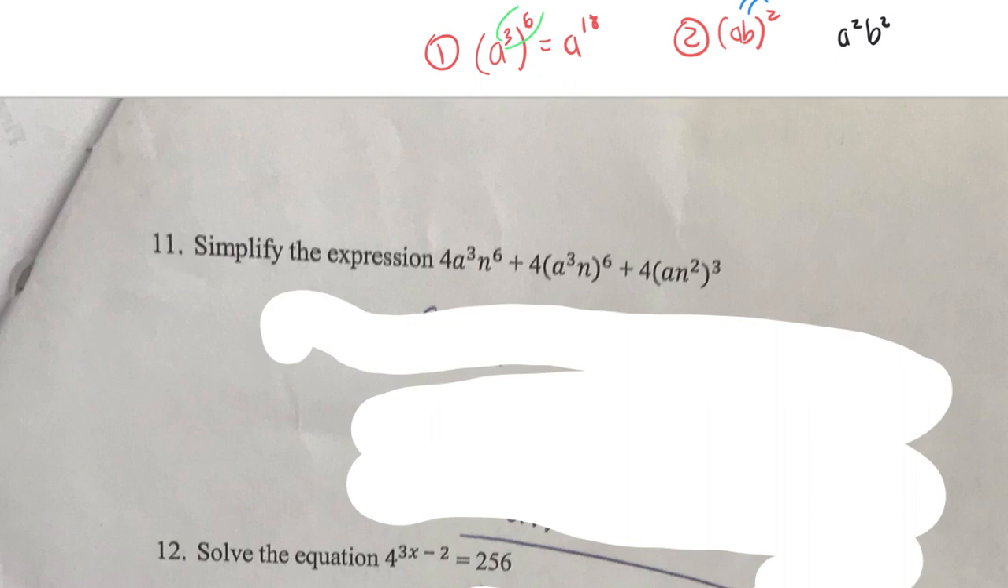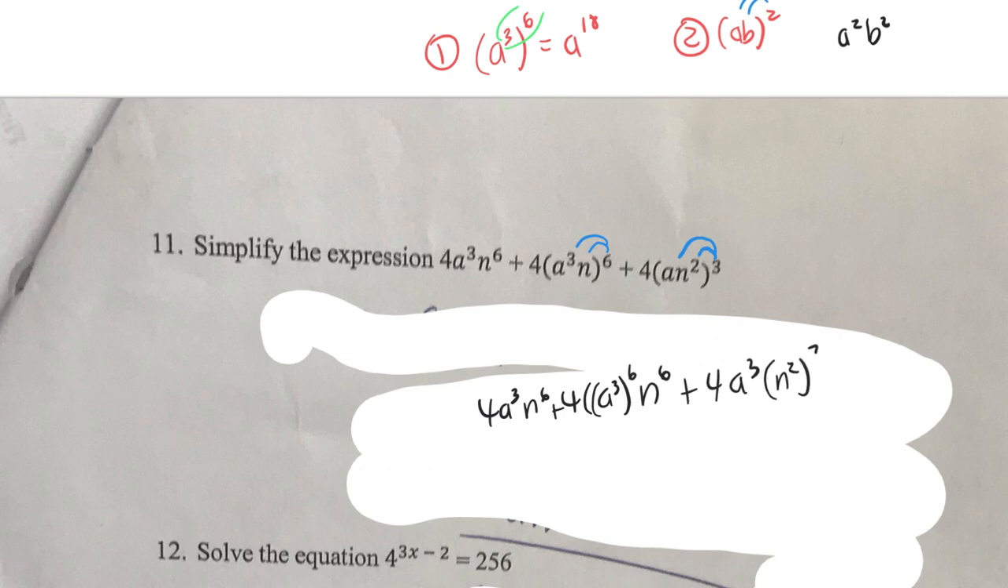So with regards to the first thing, there's really not much we could do here. With regards to the second term, we could employ law number 2 by, in a sense, distributing, you could think of it that way, the exponent there. And to be fair, you could do the same here. Okay, so let's rewrite everything based off of that. So we have 4a cubed n to the 6th, plus 4 times a to the 3rd raised to the 6th, and then n to the 6th. And then we have plus 4 times a to the 3rd times n squared to the 3rd.